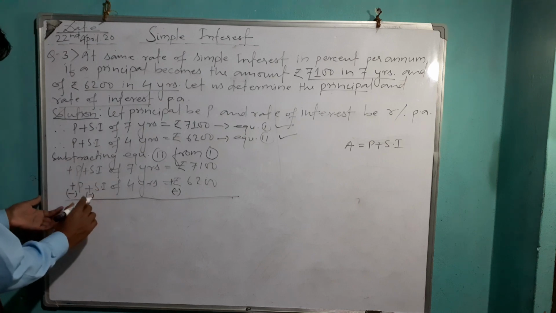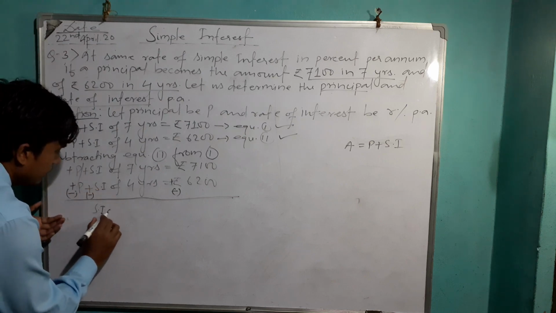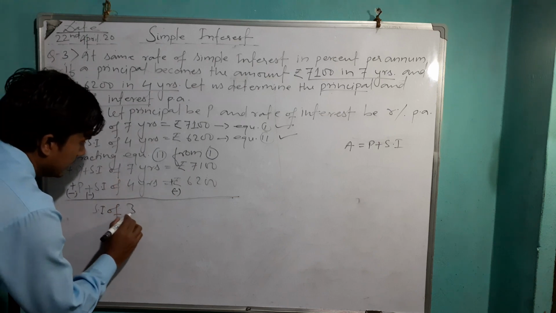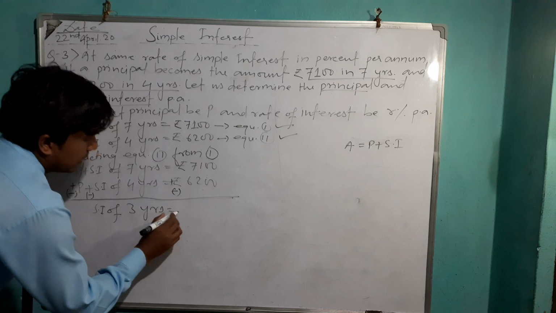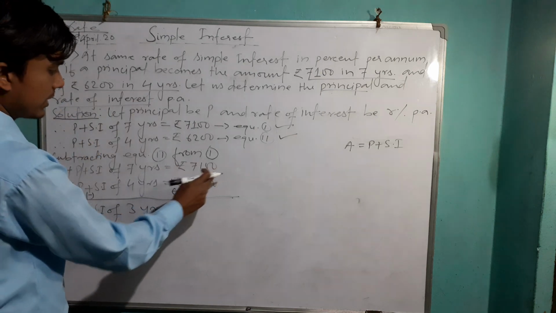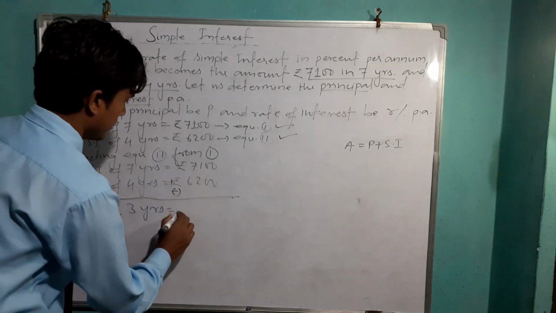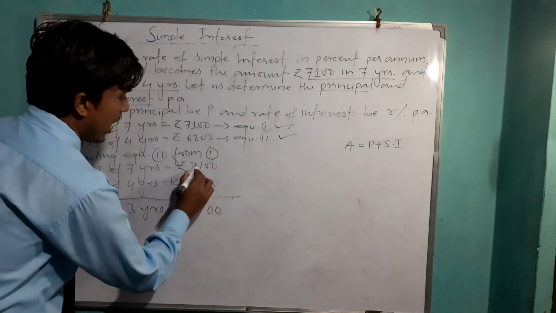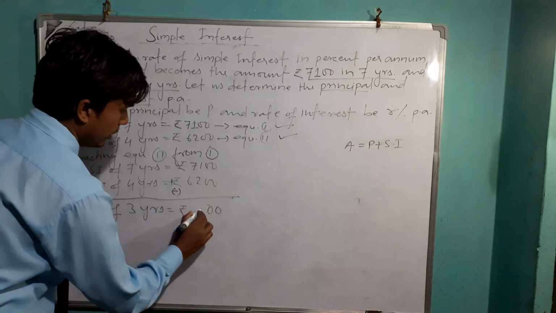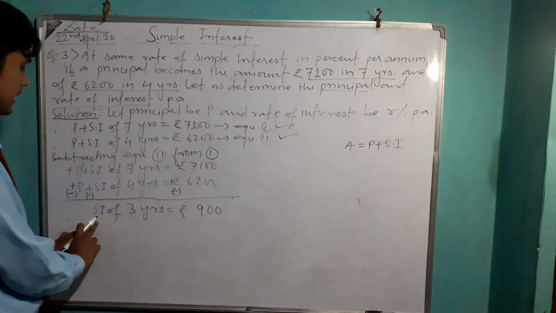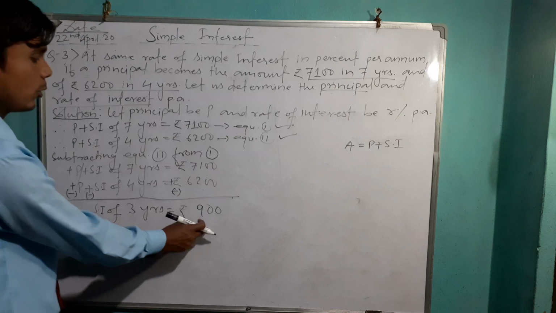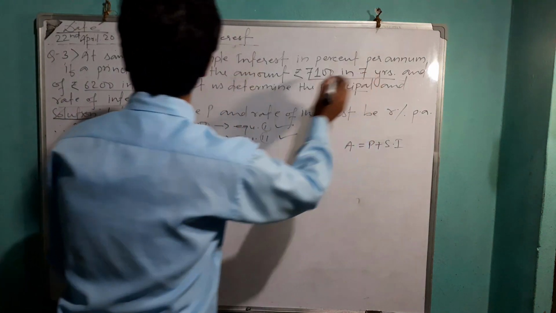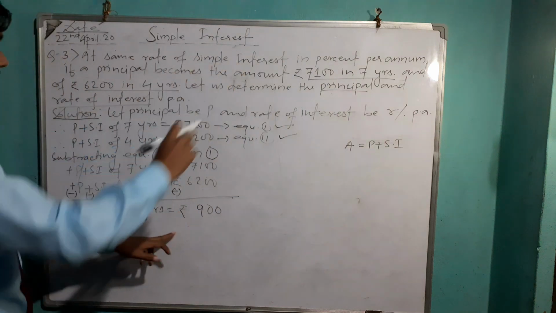Now we have got SI of, we are subtracting here, 7 minus 4, so we get 3 years, equals 7,100 minus 6,200. If we subtract this, we get 0 minus 0, 0, 0 minus 0, 0. Then 1 borrows 11, 11 minus 2 gives 9, so 900. So the simple interest of 3 years is 900 rupees. But in the question we are given 7 years and 4 years. So from here we will find one of them.